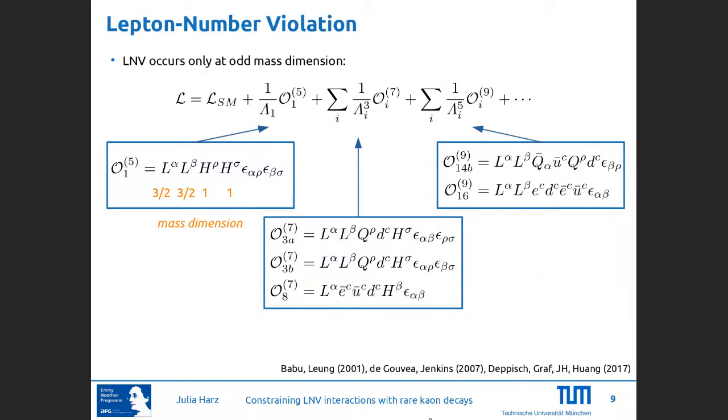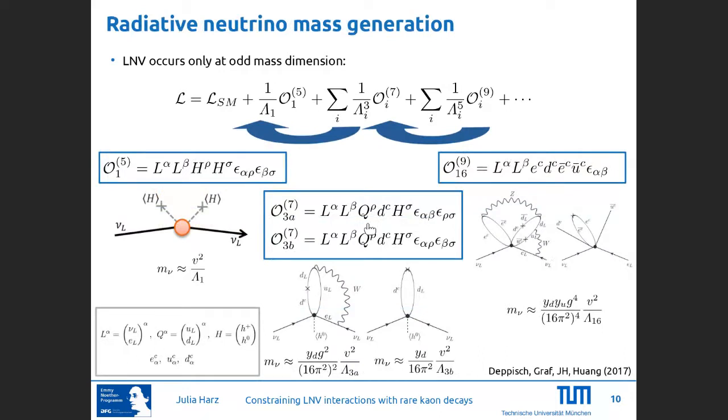What one should keep in mind is that higher dimensional operators can also introduce, via loops, masses in terms of the Weinberg operator. What do I mean? If I start with a 7-dimensional operator, then via loops I can again create the usual mass mechanism. So here, for the neutrino mass, I have 2 Higgs vevs, so it scales with v squared over the scale lambda. And then I can do the same for the 7-dimensional one.